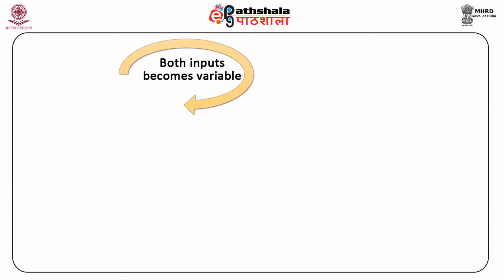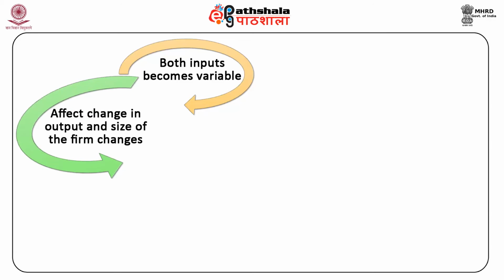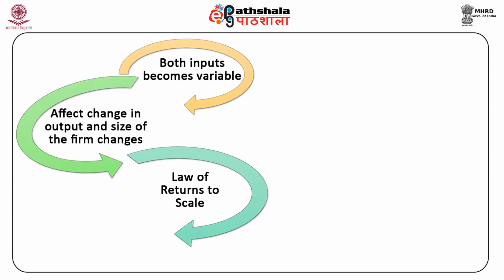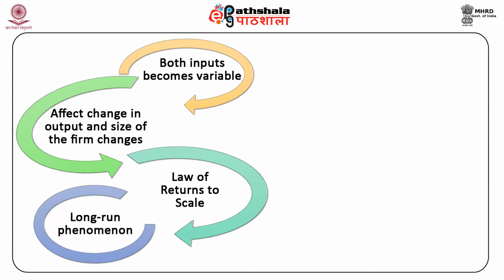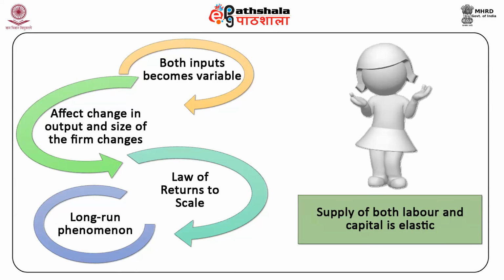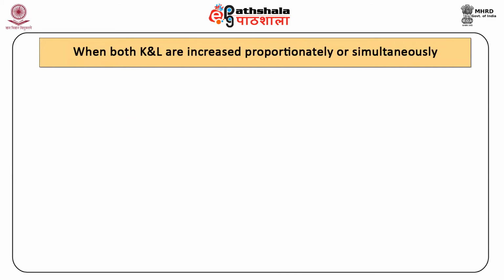When both the inputs become variable and the change in both the inputs affects the change in the output and correspondingly the size of the firm changes, then it is known as the law of returns to scale. It is a long-run phenomenon where the supply of both labor and capital is elastic. When both labor and capital are increased proportionately or simultaneously, then there are possibly three ways in which output can be increased.